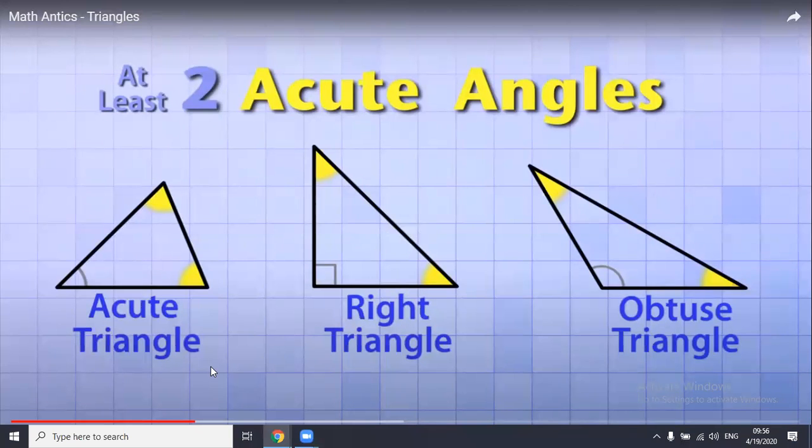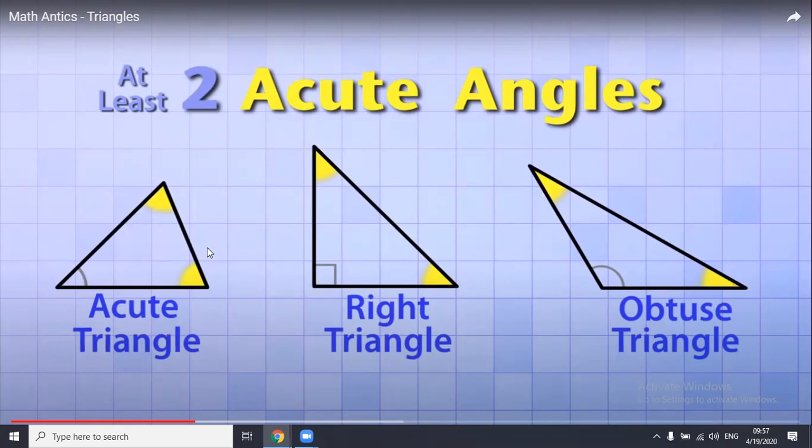Pay attention. Any triangle has at least two acute angles. Again, any triangle has at least two acute angles. As you see here, the acute triangle has three acutes. A right triangle has one right, and the other two angles are acute. An obtuse triangle has one obtuse angle, only one obtuse, and the other two angles are acute. So one obtuse and two acute, one right and two acute, or three acute angles.